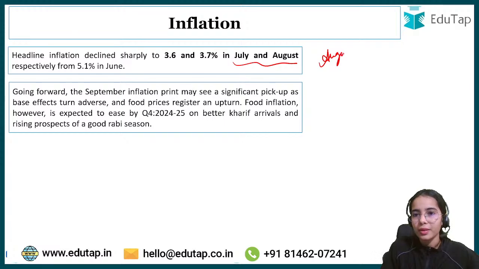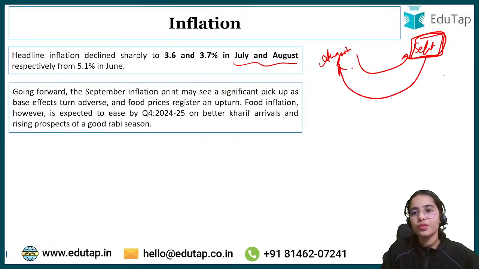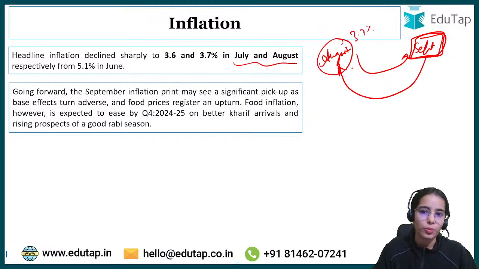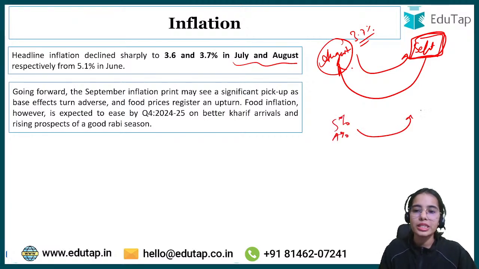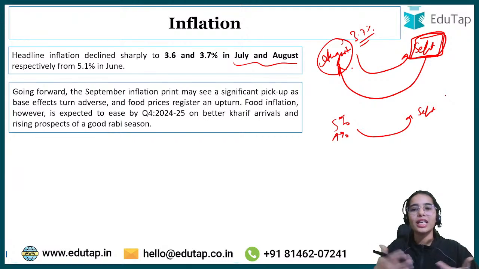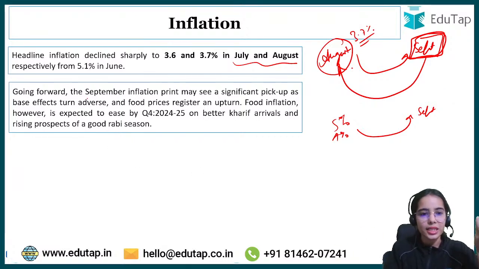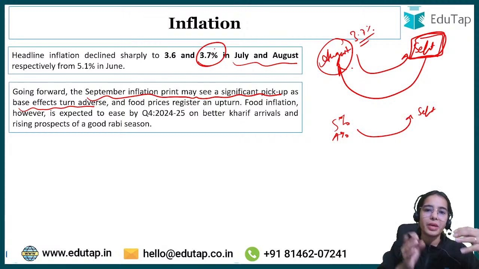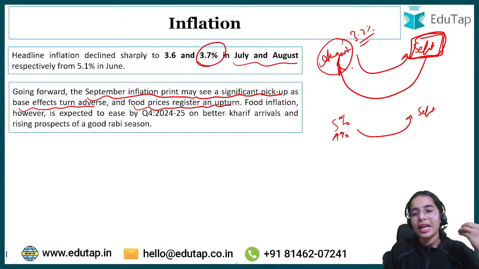If we are calculating the inflation in September against August, we will say that the inflation has increased by a lot, because in August the inflation was very low. But if inflation had been higher, around 4% or 5%, the increase in September would not have been much. So this is the basic idea, that the September inflation print may see a significant pickup as the base effect turns adverse, because the base that we are comparing September against is very low, and food prices register an upturn also.